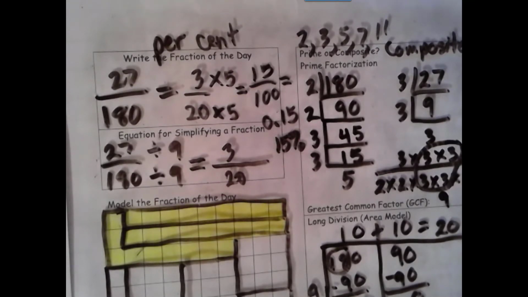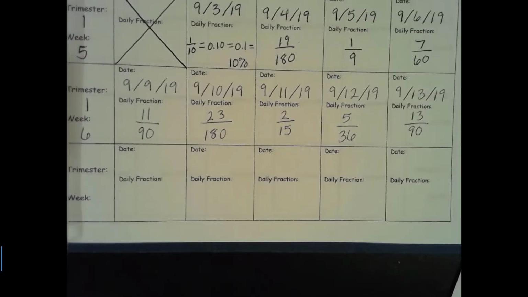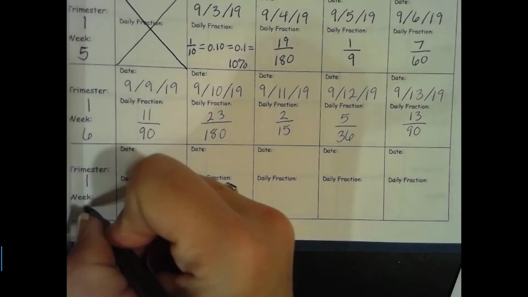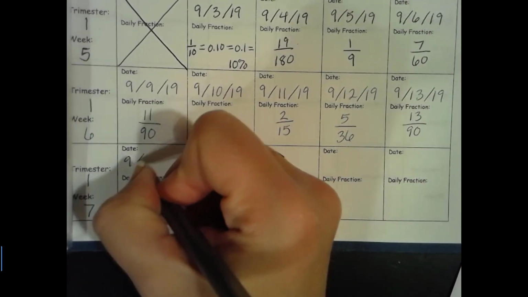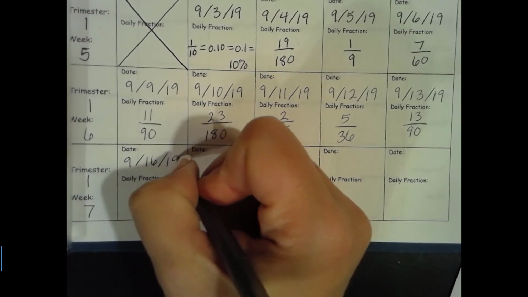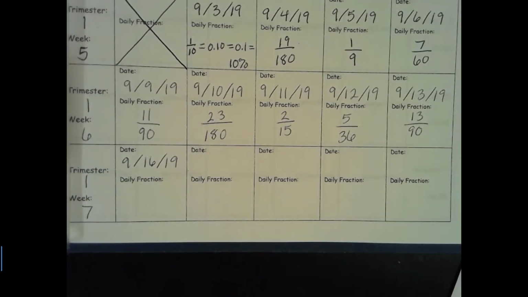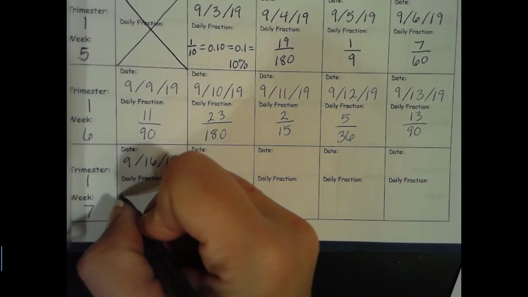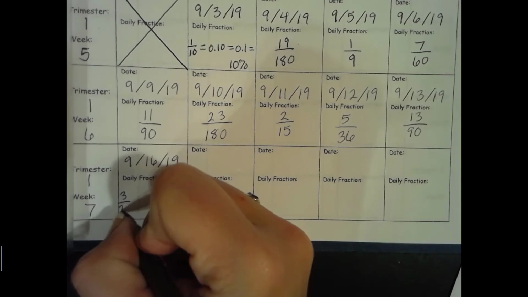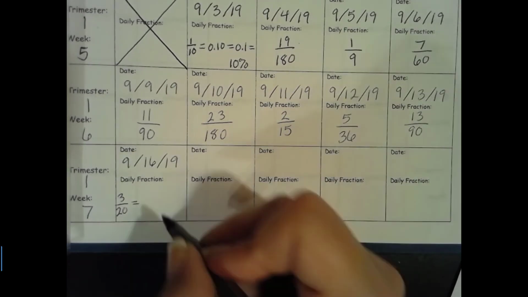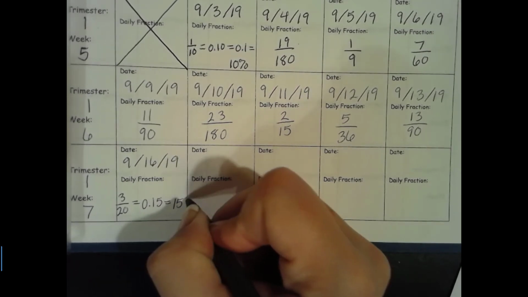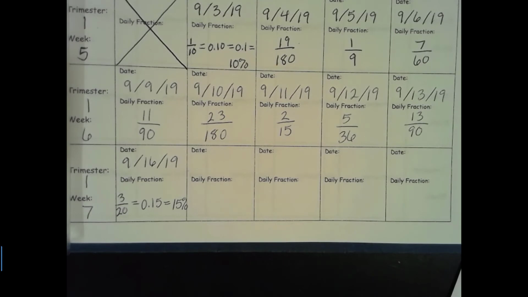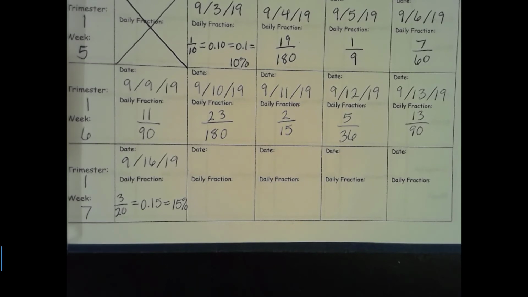All right, let's go ahead and fill in our data collection page. We are in trimester 1 still. We are in week 7 now. Today's date, we have 9, 16, 19. And our fraction for today, let's write it really small. We got a few things to fill in. We have 3/20ths, which is equal to 15 hundredths, which is equal to 15%. So we've completed 15% of the school year. That means we have 85% left to complete.